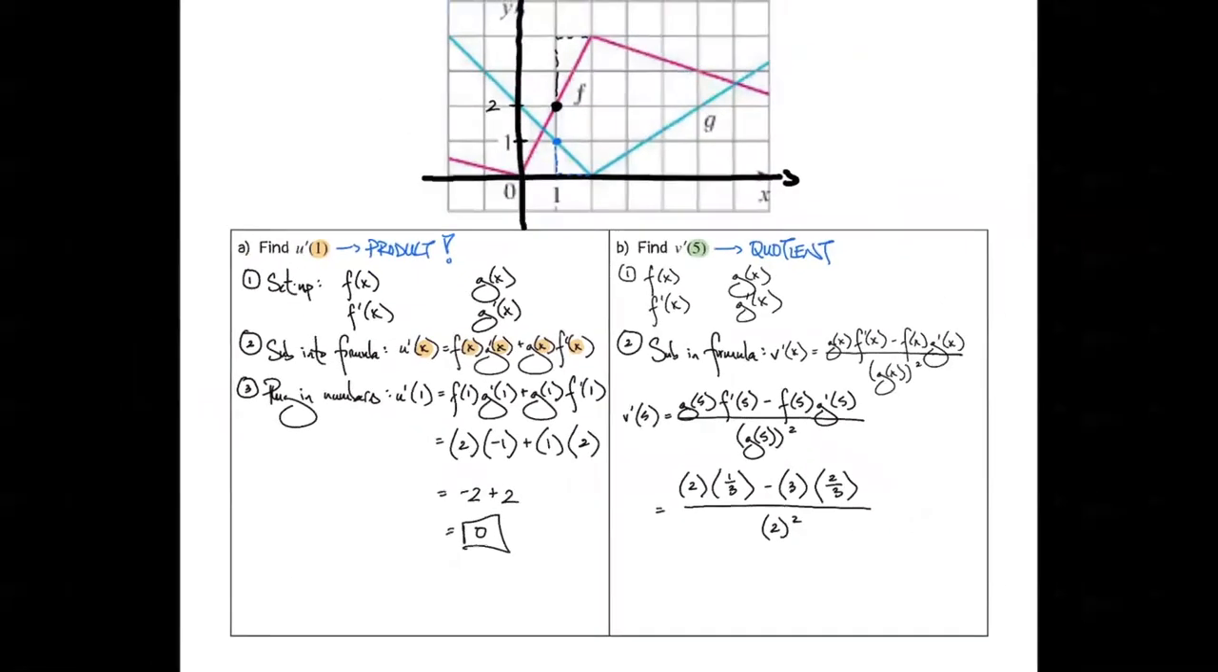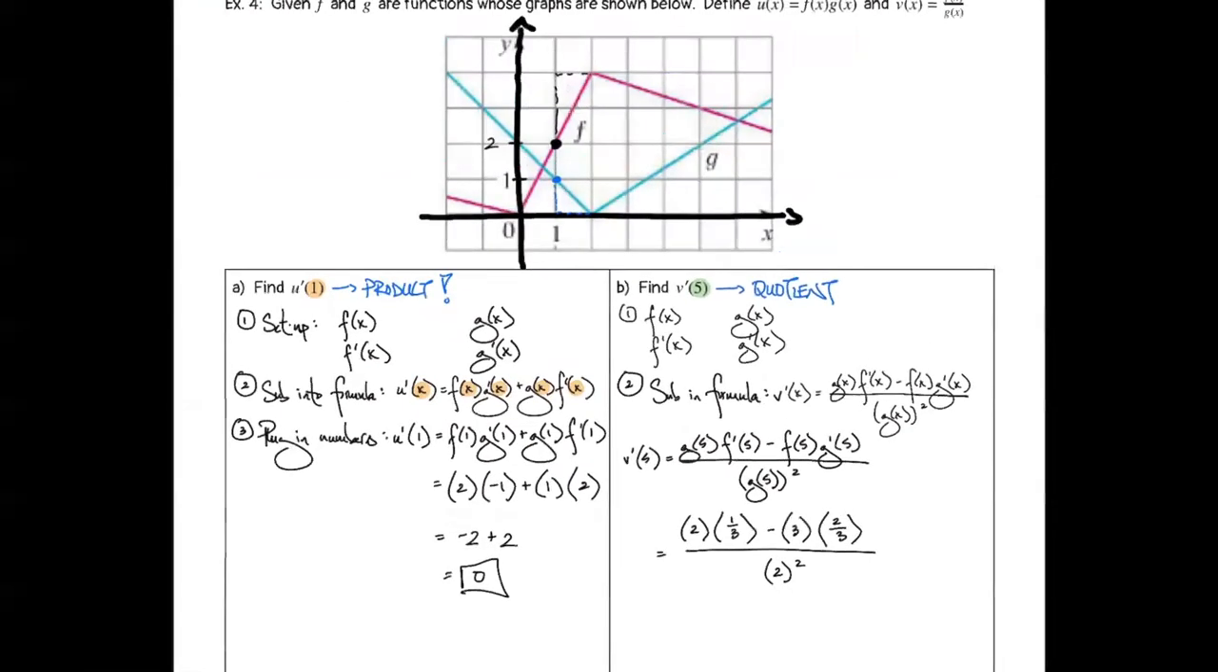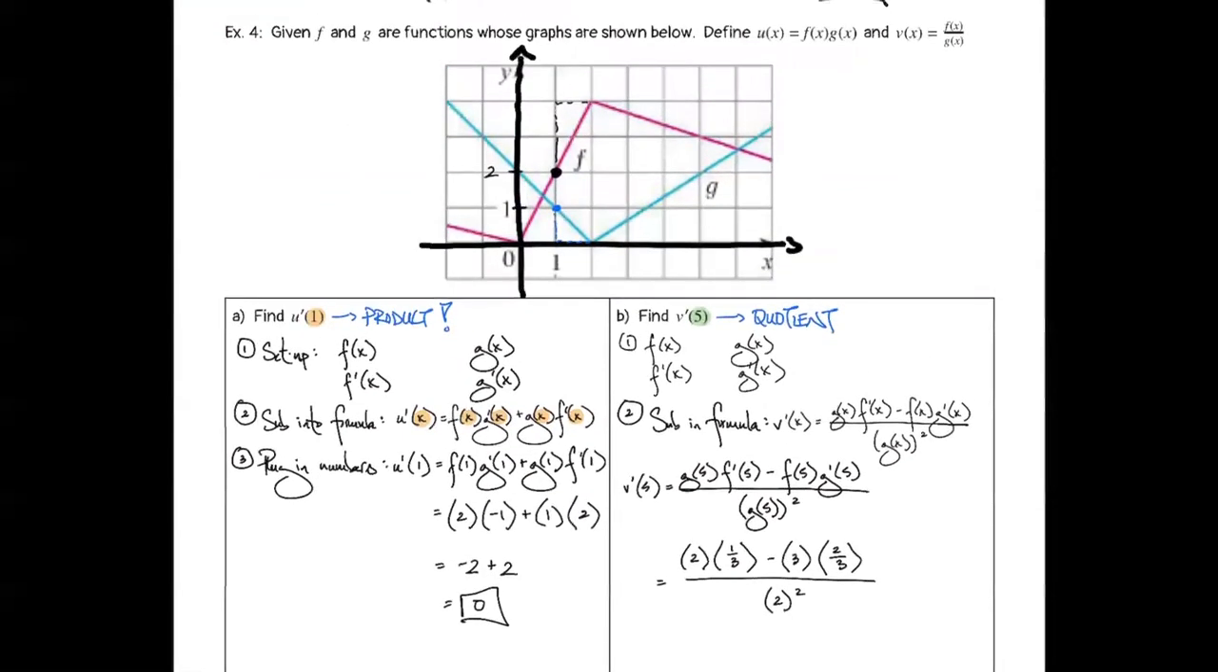Okay, so from the graph, sorry. From the graph, I said that the y value of g at 5 is 2. So if I were to highlight that point on the graph, 1, 2, 3, 4, 5, that might be right here. And if I were to find f of 5, that would be right here.